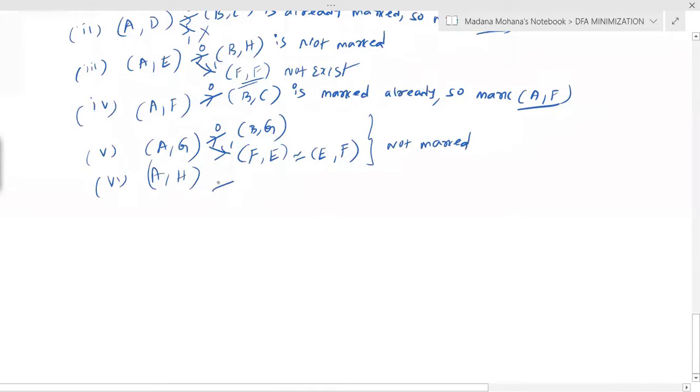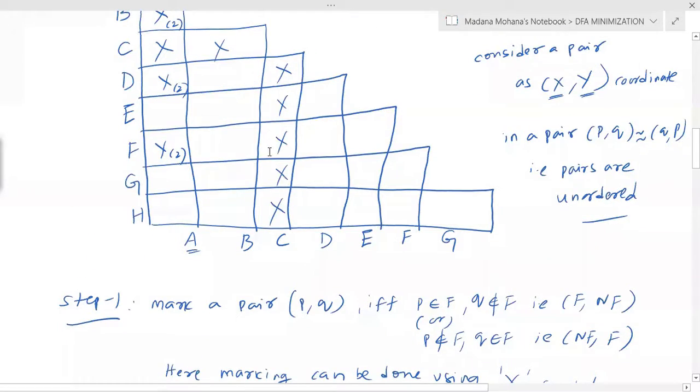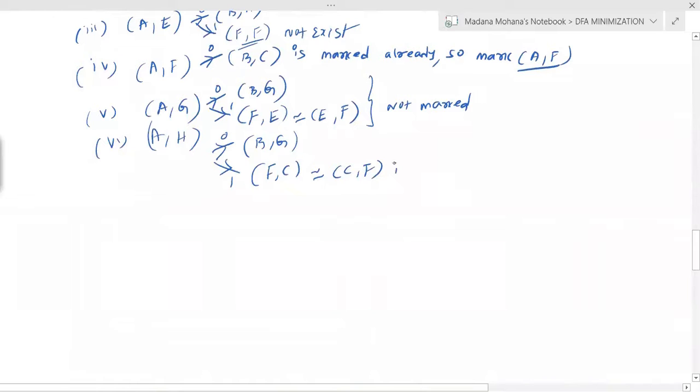Then coming to A to H. A to H on 0, you will get B comma G. In the previous step we already found BG is not marked. Then on input 1, you will get F comma C. We don't have FC, but we have CF, interchange. Now see C to F, with the final state combination all are marked. C to F is marked here, so C to F is already marked.